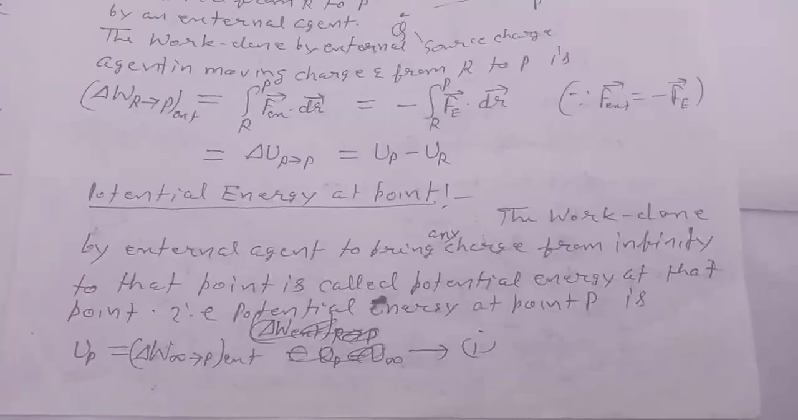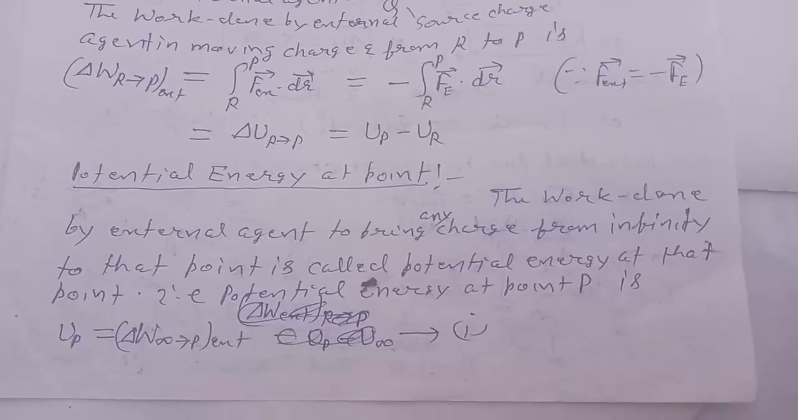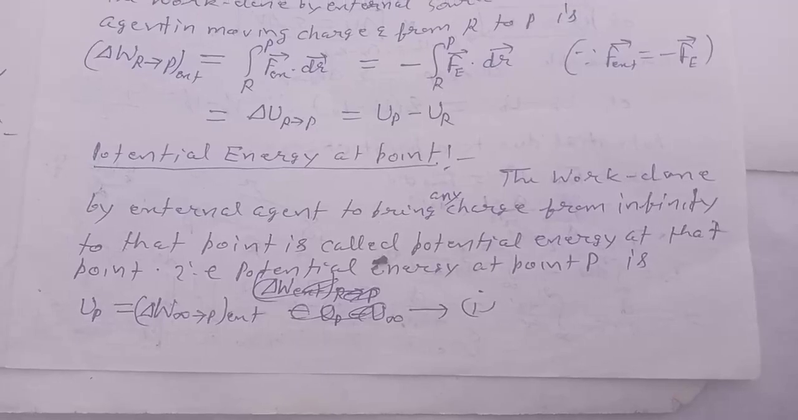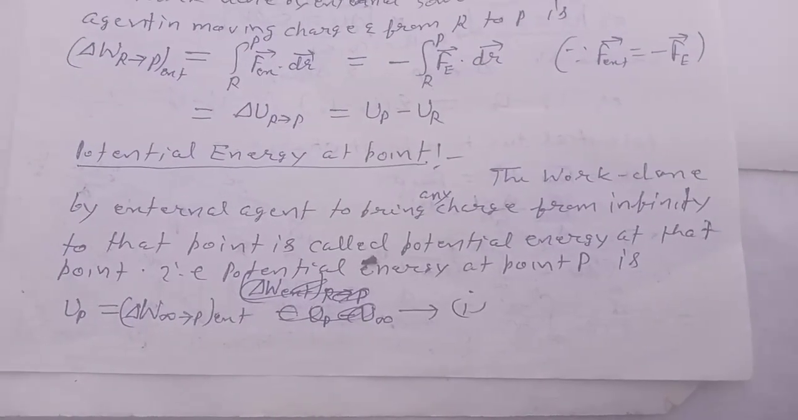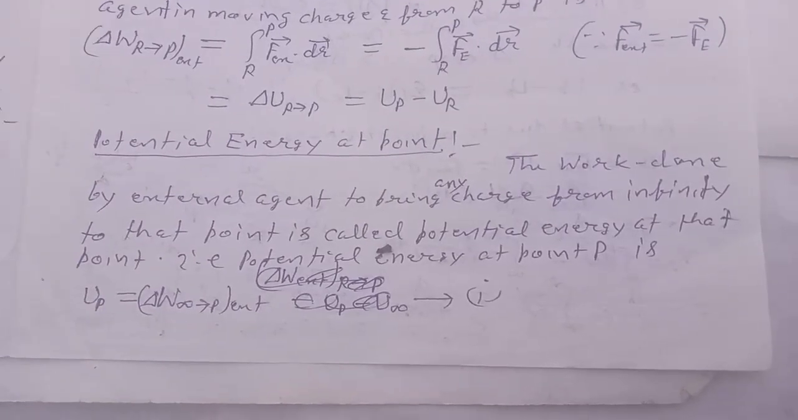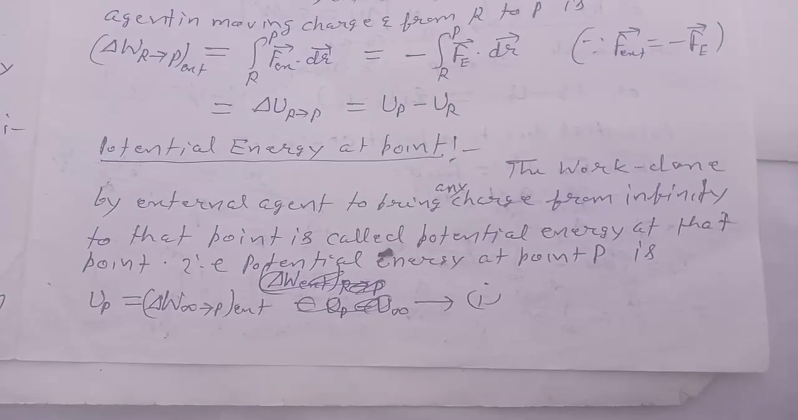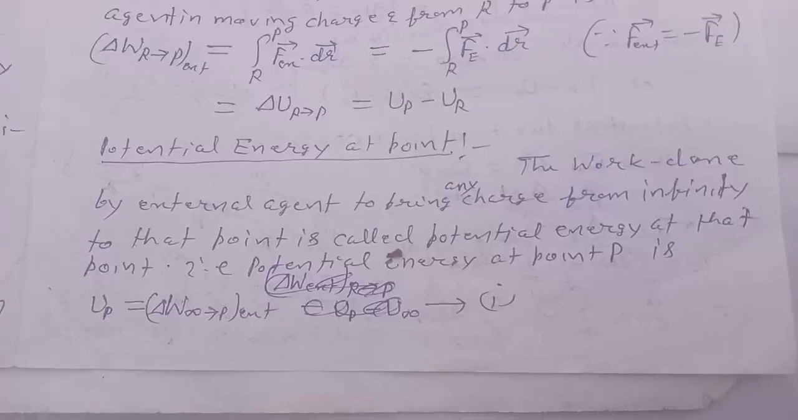Potential energy at a point. The work done by the external agent to bring any charge from infinity to that point is called the potential energy at that point. That is, the potential energy at point P, UP, equals delta W from infinity to P, external.